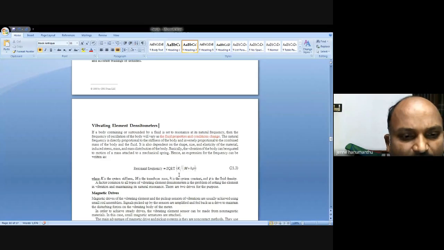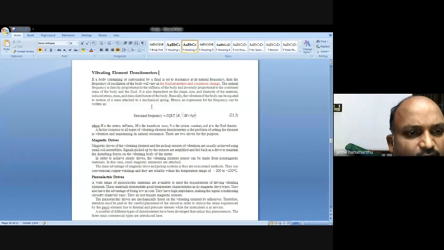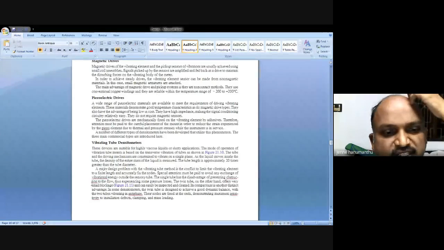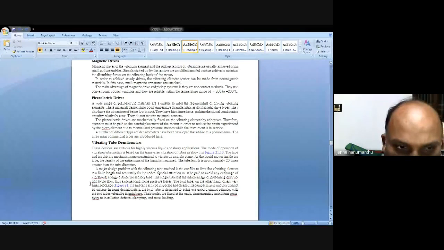So what is the relation? Resonance frequency equals the square root of k by m plus k rho, where rho is the density we have to measure, k is the stiffness, and m is the mass. k is the system constant, rho is the fluid density. That can also be measured with the help of magnetic principles and piezoelectric principles. And one more is the vibrating tube density meter.